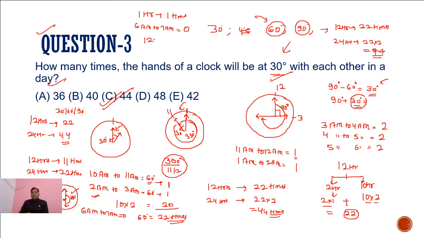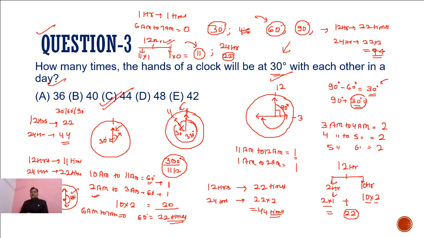So in a 12-hour period, there are 11 such hours where the angle is made once and one such hour where the angle is made 0 times. So the total number of times is 11. In a 24-hour period, this angle will be made 22 times. So a 30, 60 and 90 degree angle will be made 22 times in a 12-hour period, and a 180 degree angle will be made 11 times in a 12-hour period.